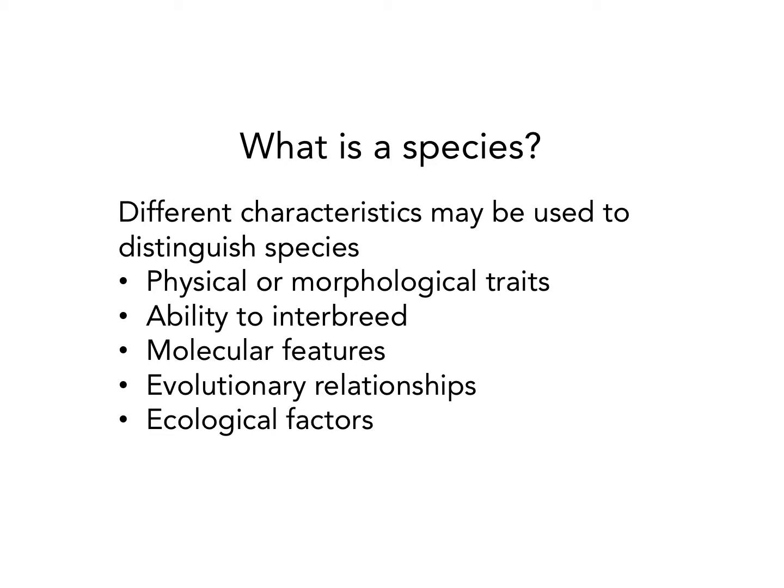Everybody has different definitions of what a species is. What we do know is that everybody's probably right, and you just have to make a decision about what is a species. But we do know you can use different characteristics to distinguish species. Now we're going to go through and talk about these characteristics, starting with the physical and morphological traits, and then finish up a little bit with the evolutionary and ecological factors that you can use.